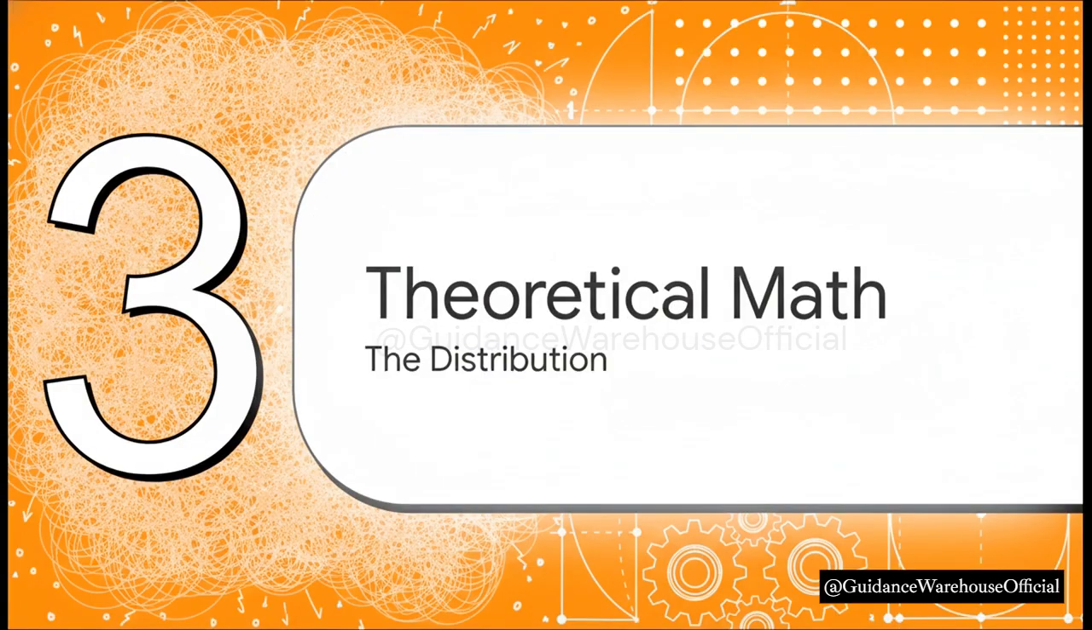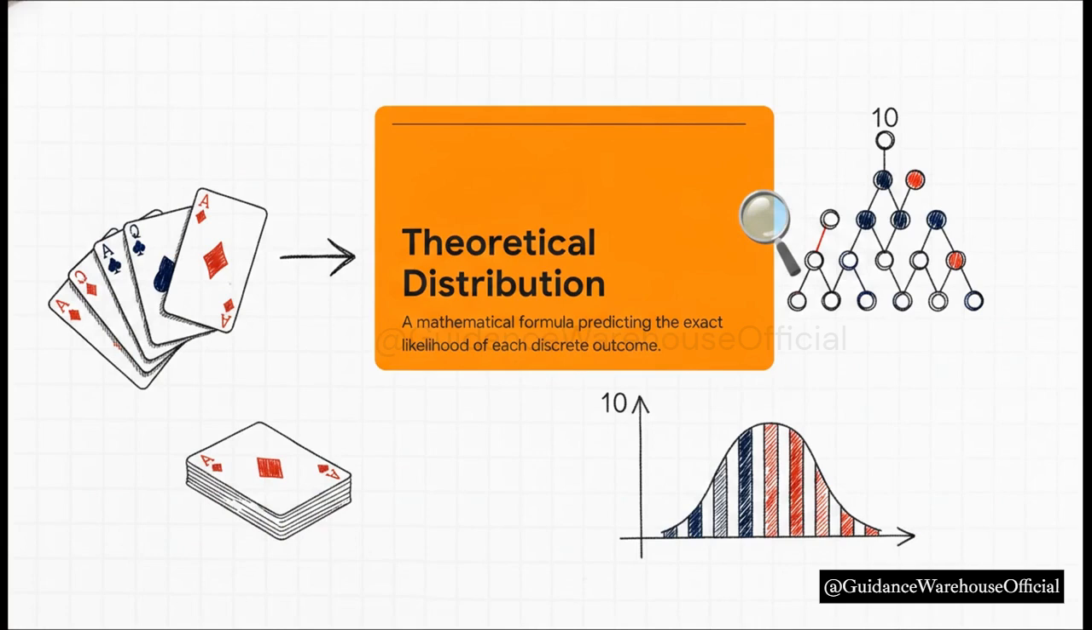Which brings us to Section 3, the theoretical math distribution. So now that we understand the jagged reality of the physical experiment, let's look at the perfect mathematical blueprint. Enter the probability distribution function, or PDF. This is the mathematical formula predicting the exact likelihood of each outcome.